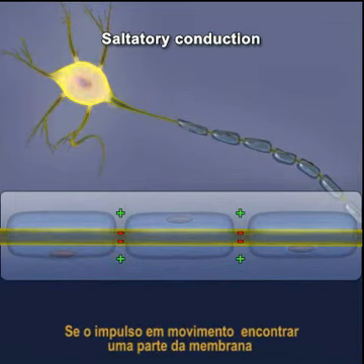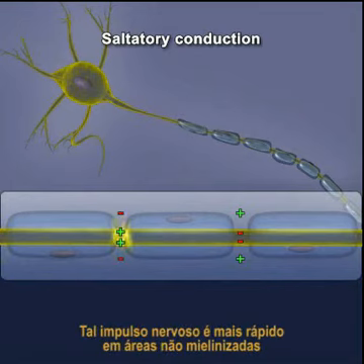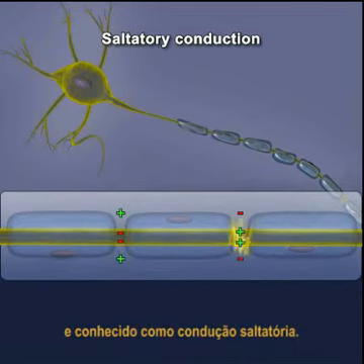If the traveling impulse encounters a section of membrane covered with myelin, it jumps around the myelin. This type of impulse travel is much faster than is possible in non-myelinated sections and is known as saltatory conduction.